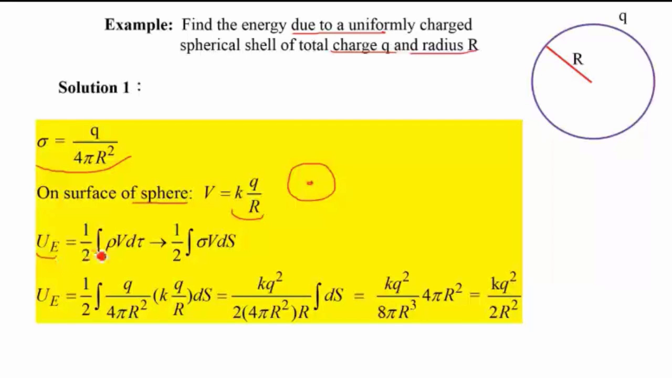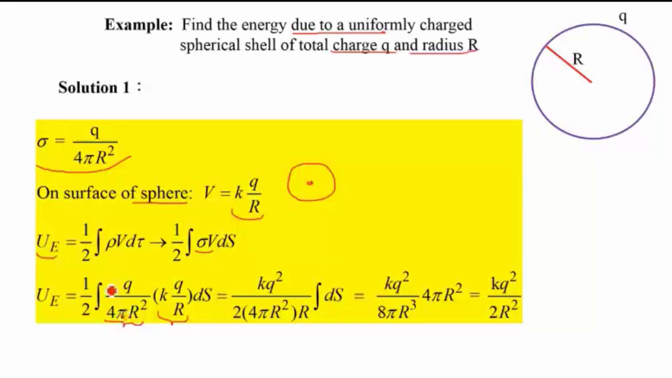So we have 1/2 rho V d tau, which goes over to a surface integral, 1/2 sigma times V integrated over the surface. Realize that this step here is just what we did when we found, for example, the E field or the potential due to surface versus volume charge densities. We put in our rho. This is rho right here. This is our potential on the surface, and then we integrate over the surface.